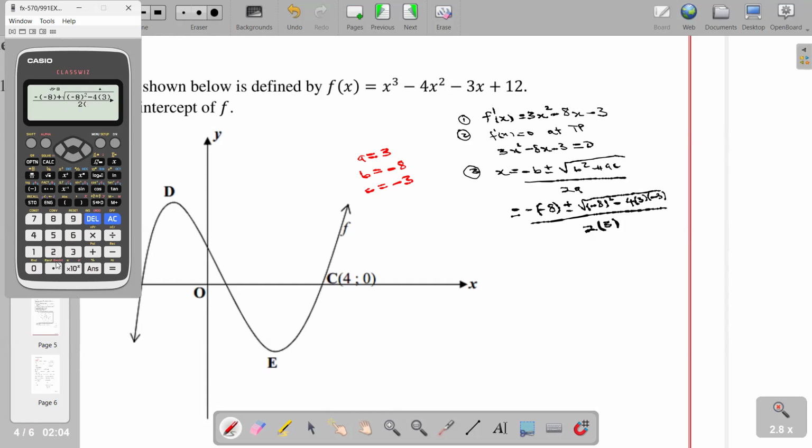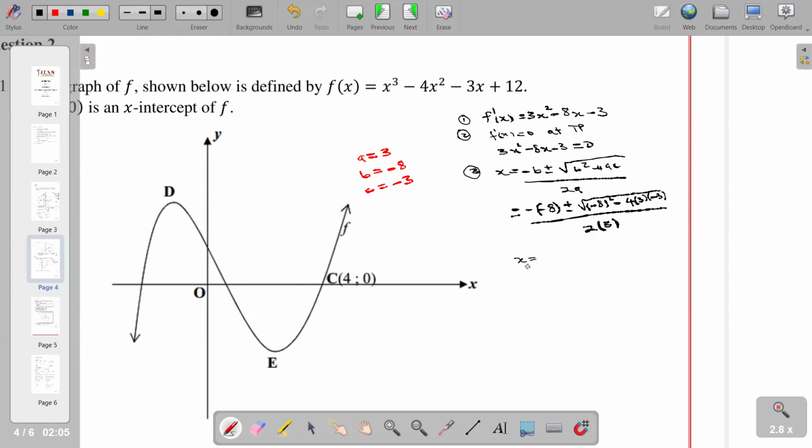What's the a? The a is 3 again. Simplify. We are getting a 3. If we go and put minus there, so our answers, it means our x is equal to a negative 1 over 3 or the x is equal to 3.